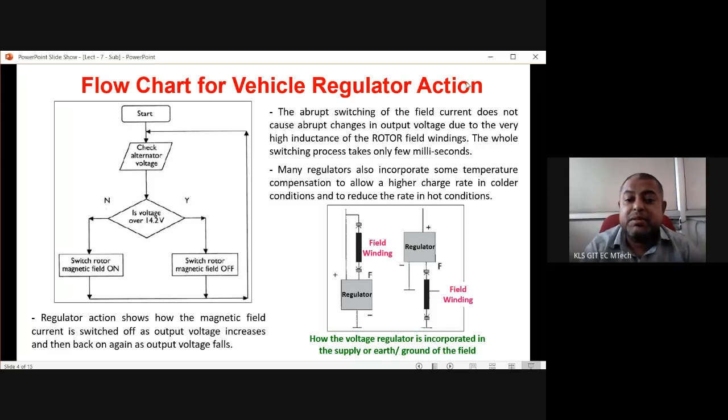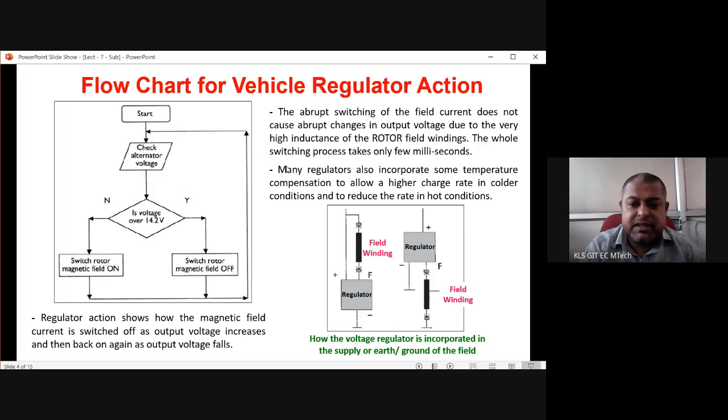So this temperature compensation will allow higher charge rate in colder conditions and reduce the rate in hot conditions. Too much heat works against the production of voltage by the alternator, and too much cold is also against the voltage production by the alternator. In our country, which is a hot country, the engine generally gets too hot. That's why there is a temperature compensation in the regulator that will add to the charge generation by the regulator or by the alternator circuit.